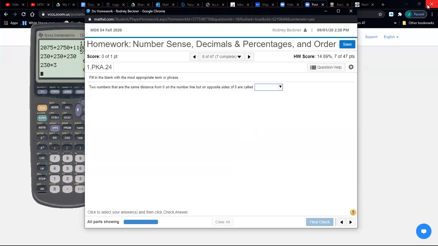Fill in the blank with the most appropriate term or phrase, and this is where I'm going to start skipping around after one or two more, especially since we lost probably 20 minutes due to technological flubs.